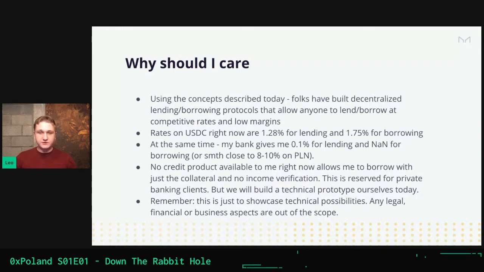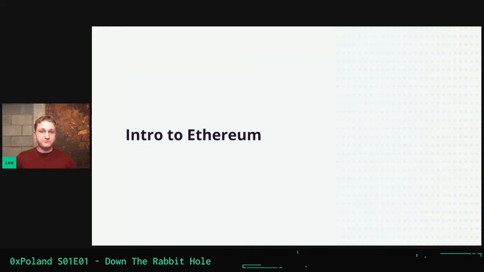Also, there are no products available right now that allow me to borrow with just collateral and no income verification. This is a completely different type of financial product, and currently it is reserved for private banking clients. But we will build a technical prototype ourselves today, and it will be available to anyone in the world, not just private banking clients in developed countries. So just remember, this is just to showcase the technical possibilities. Any legal, financial, or business aspects are out of scope.